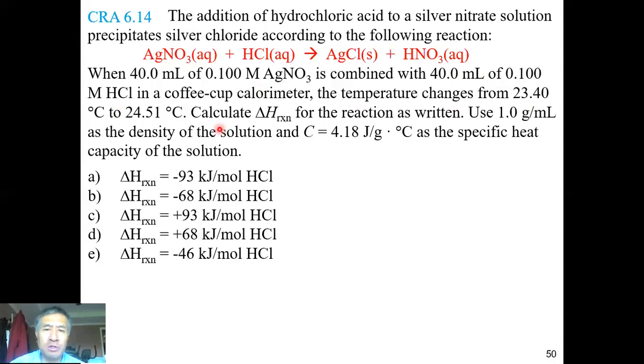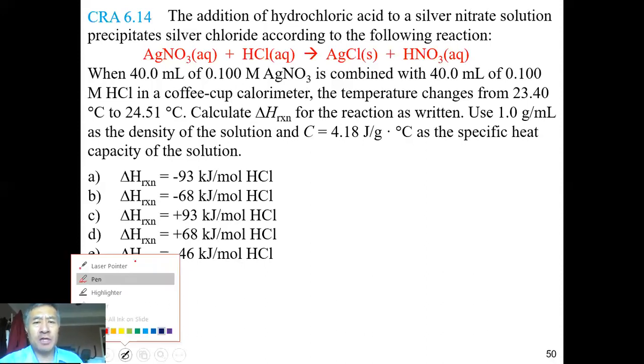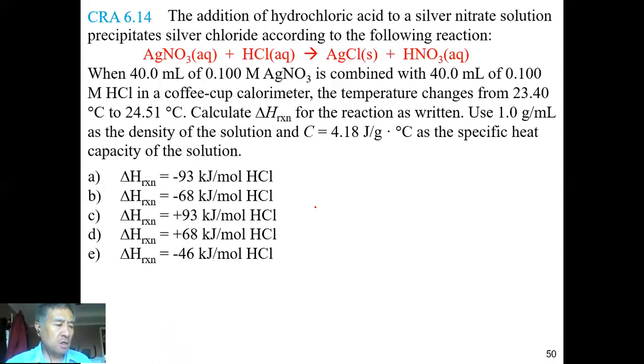We want to calculate the delta H reaction for the reaction as written, using 1.0 gram per milliliter as the density of the solution, and C, the specific heat, equals 4.18 joules per gram per degree Celsius as the specific heat capacity of the solution. It is very similar to the earlier example, but here we are given the information a little differently. We are given the volume and the concentrations of the reactants. Other than that, we use a very similar approach.